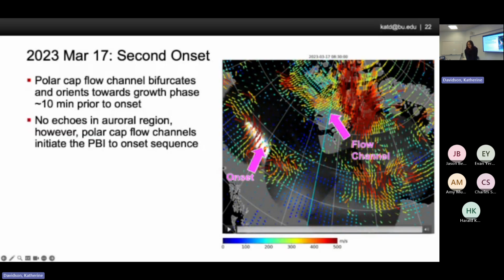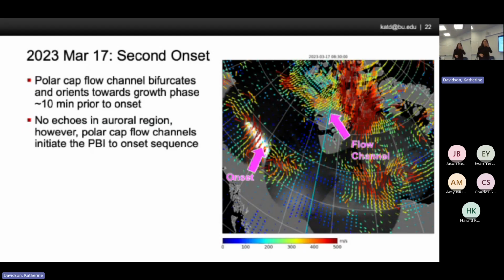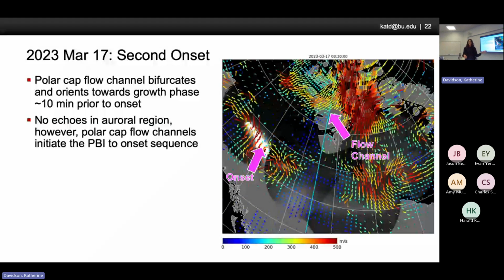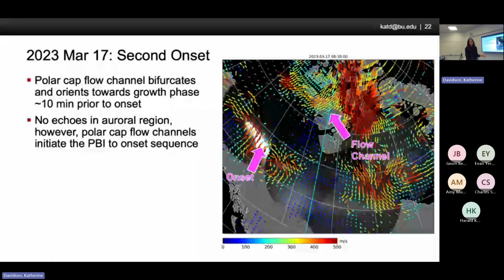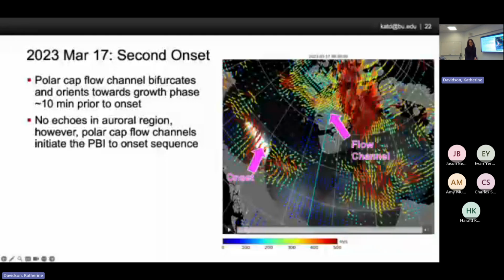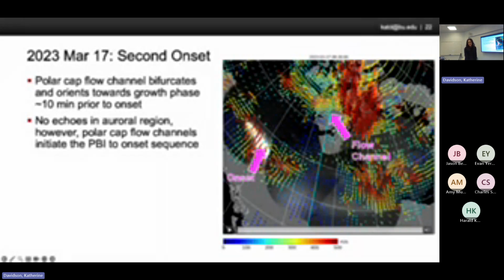Now there is a gap here between the flow channel in the polar cap and this auroral zone here. However, as I mentioned before, the first step of this sequence is the PBI, so those flows coming in from the polar cap. So we do see these enhancements of the flow channels prior to the onset, so we're assuming that some steps happen in between there, but this is the triggering of the start of the sequence, the reconnection before the onset here.